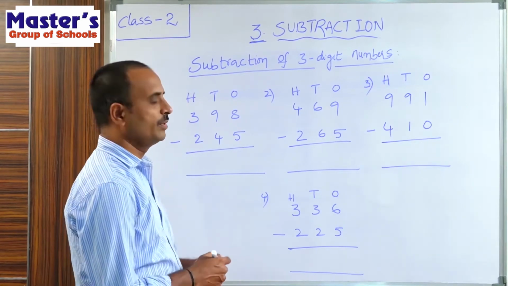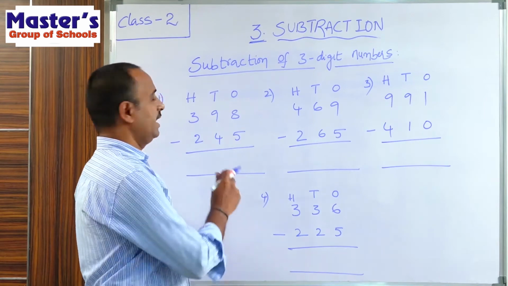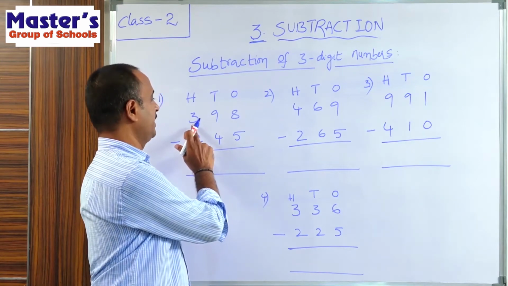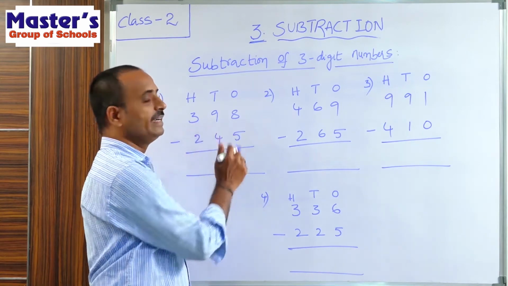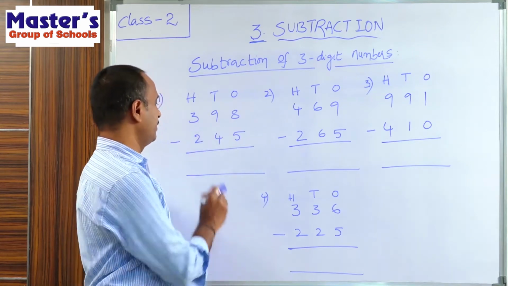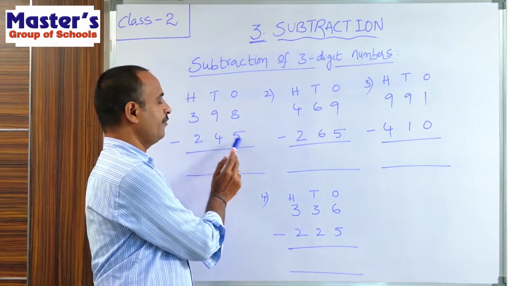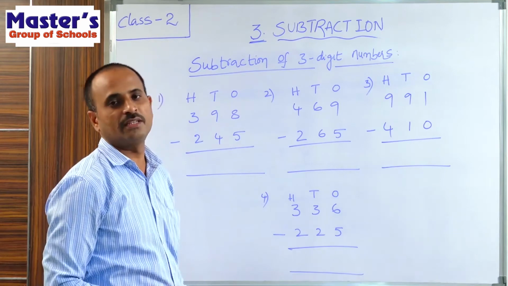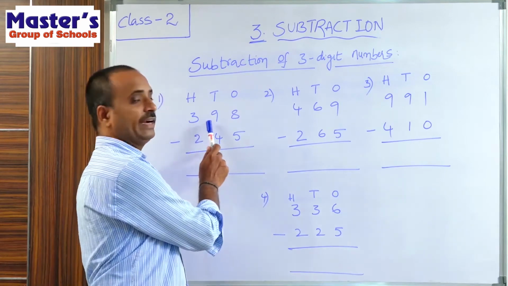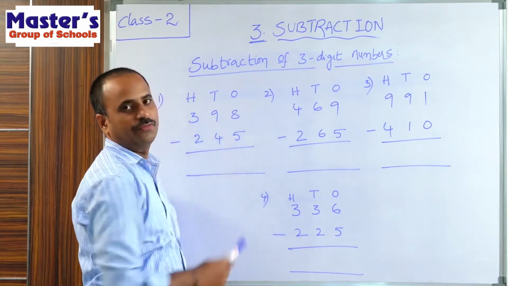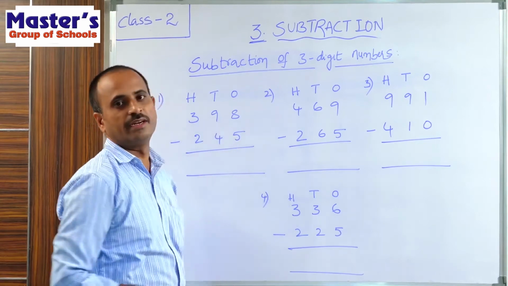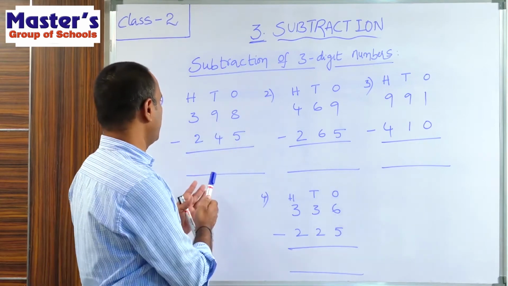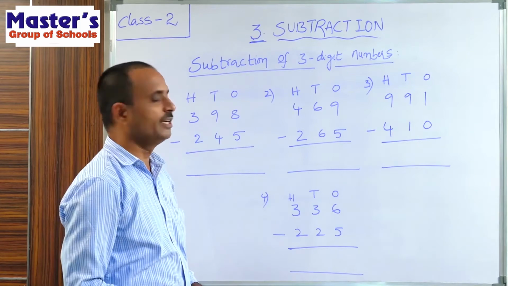So see the first problem. The first problem has 2 numbers. The first number is 398 and the second number is 245. So there are 2 numbers in the first problem, 398 and 245. Both are 3-digit numbers. So how can we subtract these 3-digit numbers?